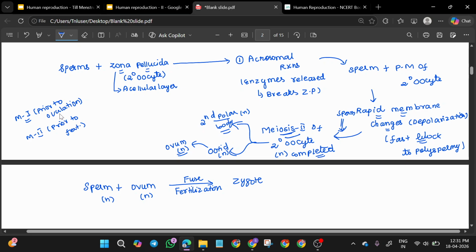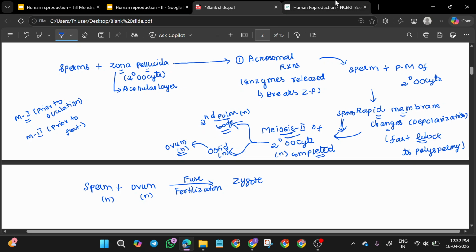I think this is clear. Any doubts in this? So you can note it. Yes. Okay. This we will see in NCERT.